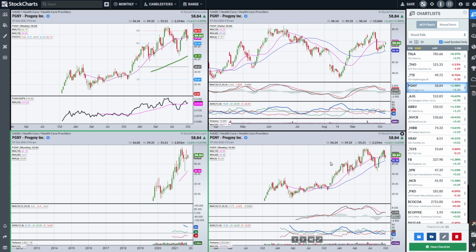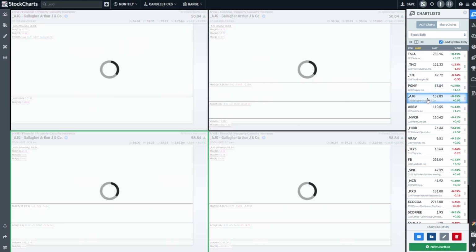I would still say the bias is to the upside. We got a strong rising 18-month underneath and a nice spike reversal on the monthly bar when it tried to dip under 50. So those are all positives. I just don't know that it's timely right now.